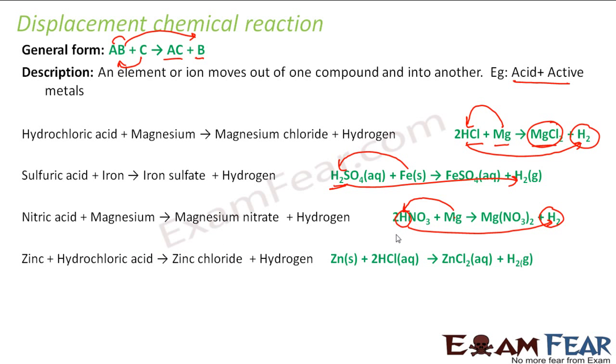Zinc you add with hydrochloric acid, this becomes zinc chloride and hydrogen. Zinc and hydrochloric acid, if you see, the zinc overtakes HCl, hydrogen is kicked out. This happened because zinc wants to gel up with chlorine more than hydrogen. So zinc has more affinity to gel up with chlorine than hydrogen, and then it creates a bond with chlorine, and the hydrogen is kicked out.